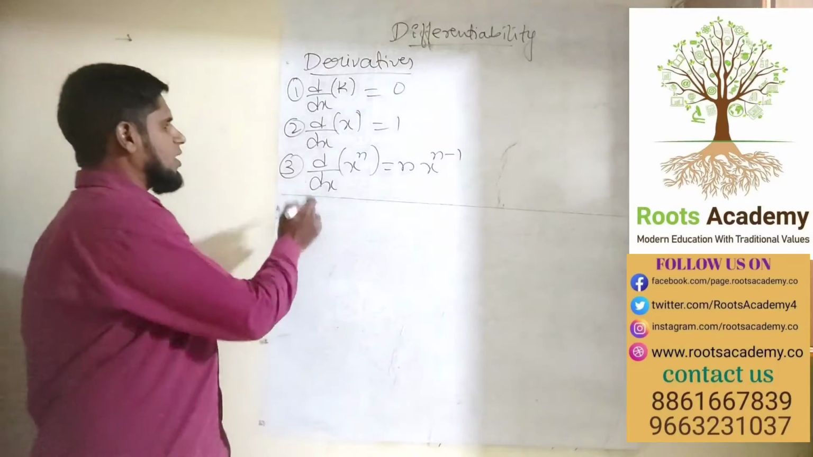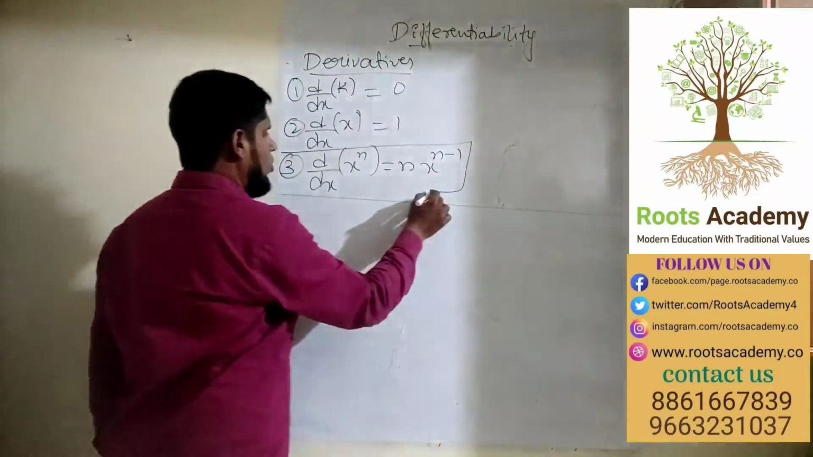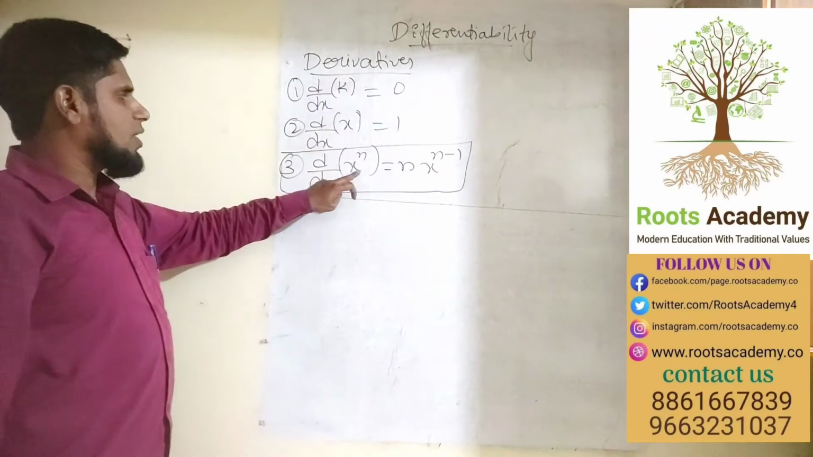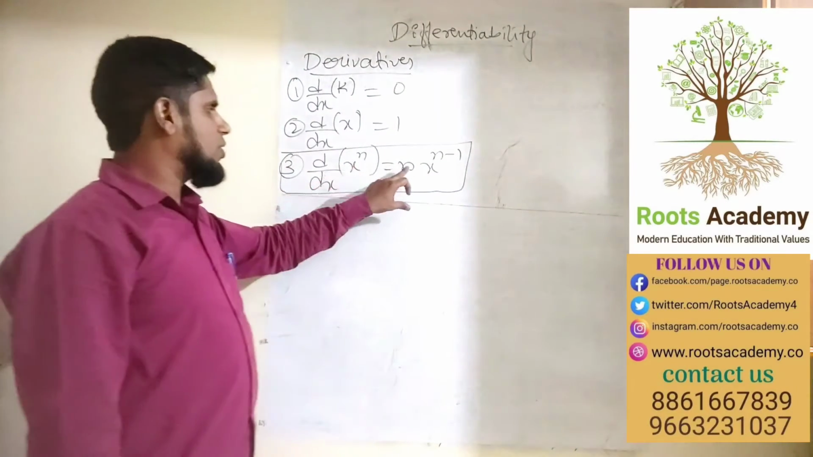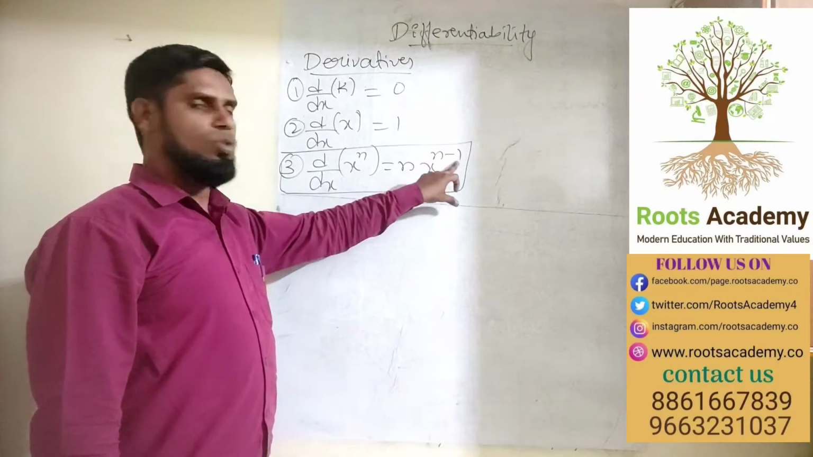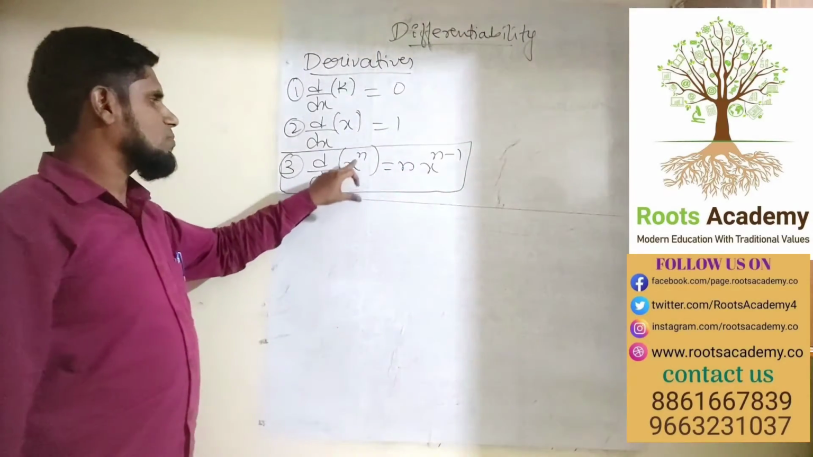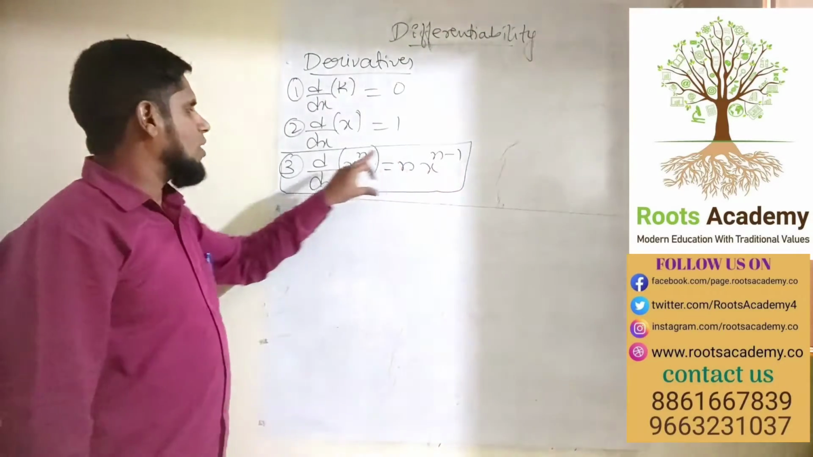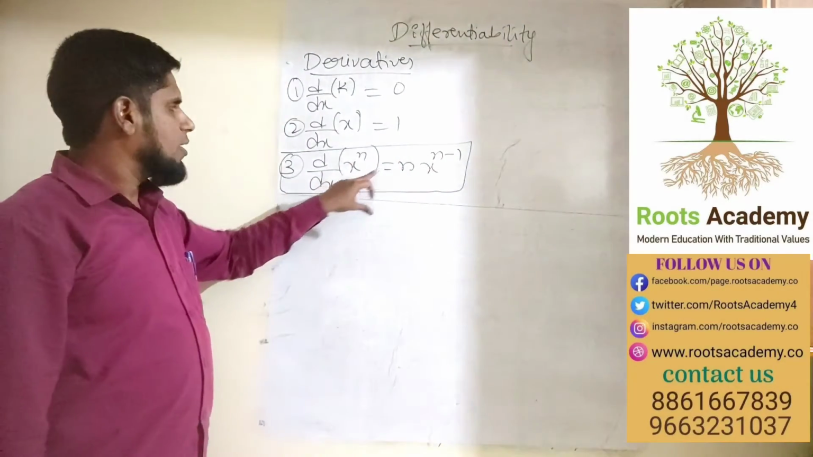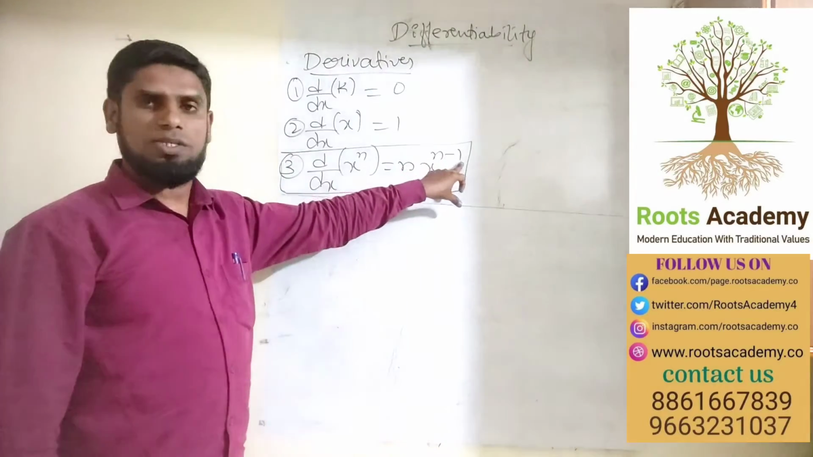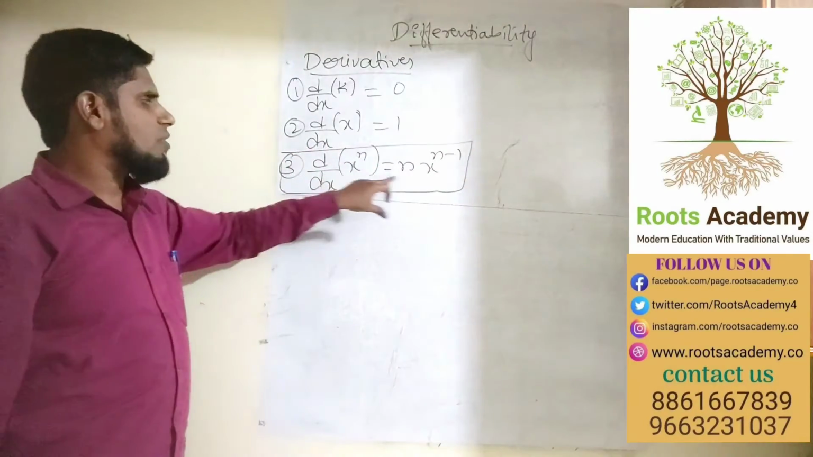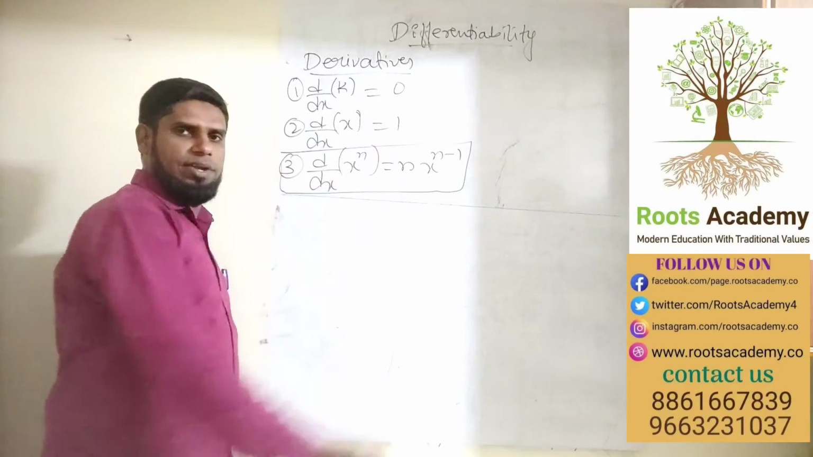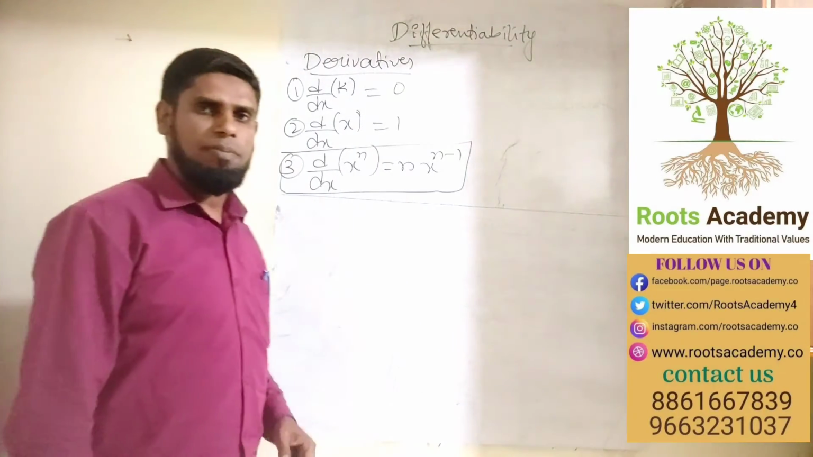Students, with this derivative we can derive a lot of derivatives. For example, what is the derivative of x square? 2 into x power 2 minus 1. What is the derivative of x power 3? 3 into x power 3 minus 1. What is the derivative of x power 9? 9 into x power 9 minus 1. Like that, with this formula we can derive the derivatives of powers of x. The power can be minus or plus.